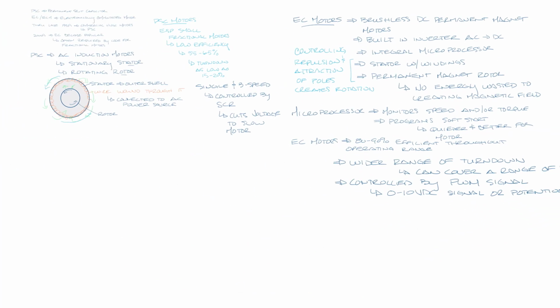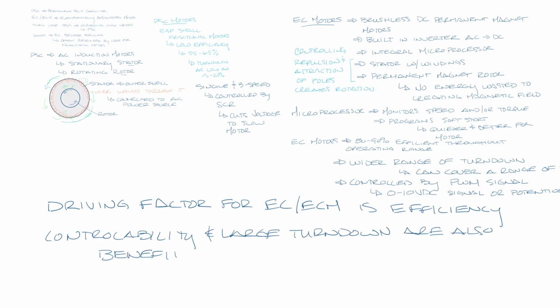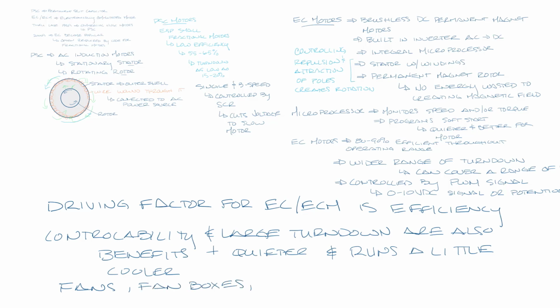Let's bring it all back on screen. The driving factor behind the use of EC motors is efficiency, but the controllability of the motor and the high turn-down range are also benefits. The motor also is quieter and runs a little cooler than PSC motors. So I've been talking about fans lately in the Green motor, but other components in the HVAC system can have EC or ECM motors as well, such as fan boxes and fan coils.